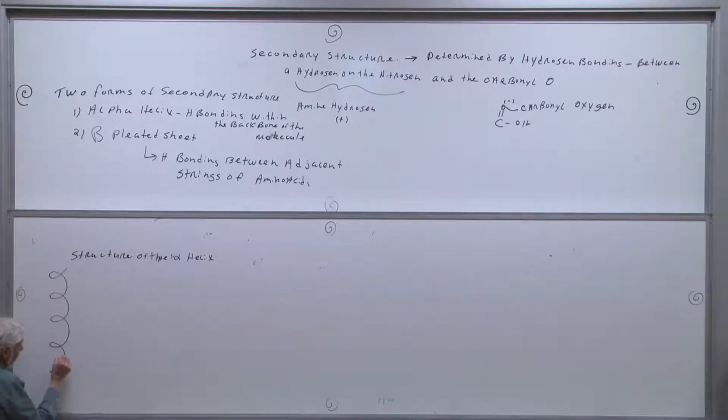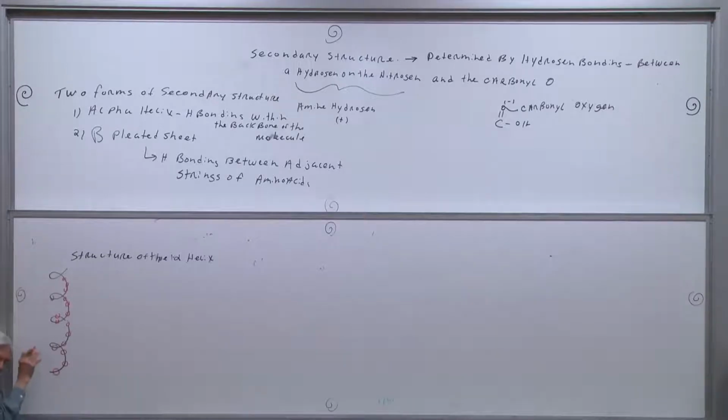1, 2, 3, 4, 5, 6, 7. 1 to 4. So that's coming around a little bit. Now, what I want you to be able to envision is to think about this as an amino acid.